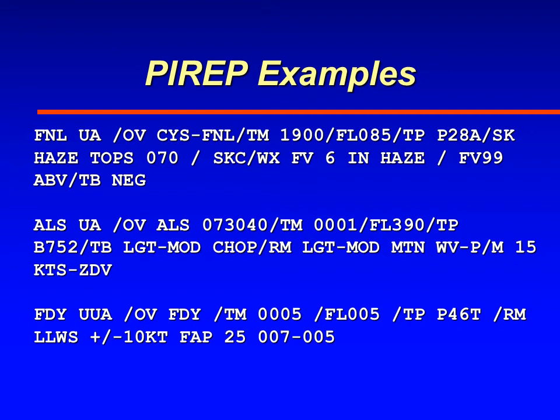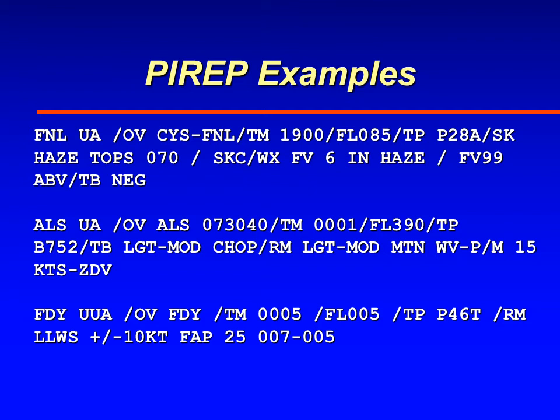And the first one is over Fort Collins, going from Cheyenne to Fort Collins, Wyoming, Cheyenne, Wyoming, Fort Collins, Colorado. It's a Piper Cherokee type airplane. Says it has haze tops at 7,000. Above that, the sky is clear. Visibility is 6 in haze, but above that, it's unlimited and there's no turbulence.